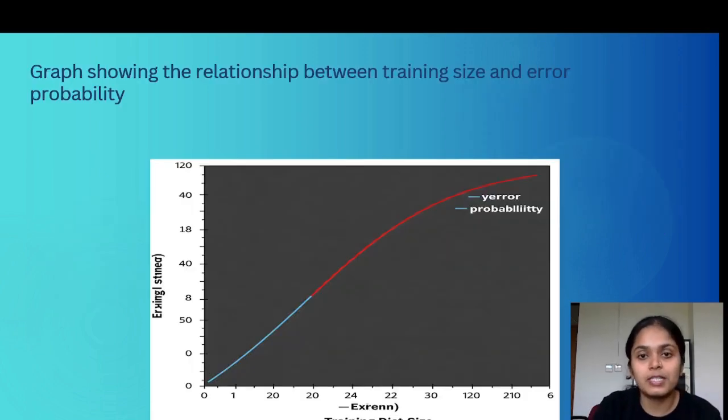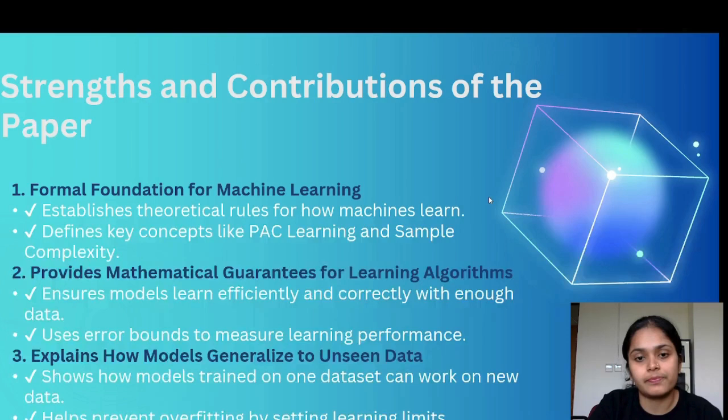This graph shows the relationship between training size and error probability. This blue line represents the relationship between training data set size and probability. As the training data set increases, probability also increases, and as training data size increases, error rate decreases, which is denoted by the red line. This red line represents the relationship between training data size and error rate. As training data size increases, error rate decreases.